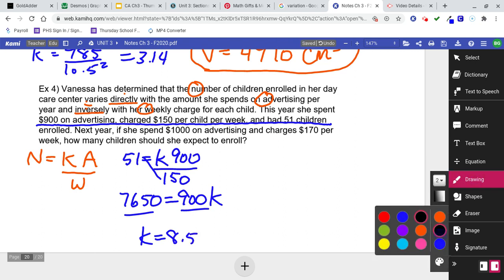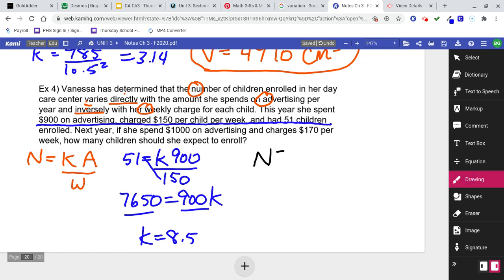Step 3, I go back to the formula, but this time I know K is 8.5. That's a constant, so that 8.5 is good for any use of this formula. N equals 8.5A divided by W, and then plug in the numbers that they give you.